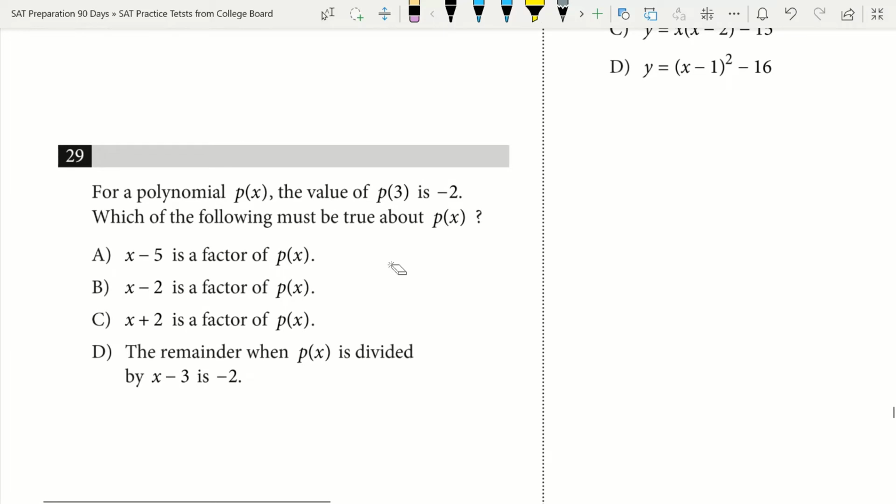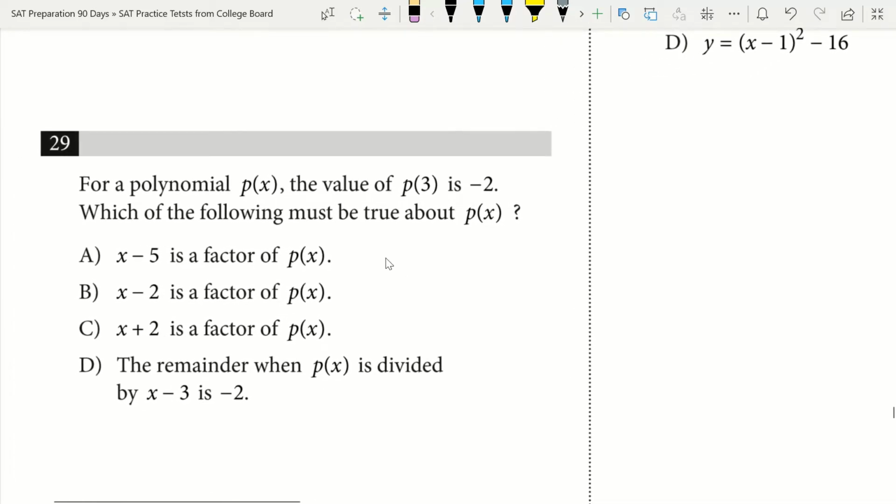So we've got a polynomial P(x), the value of P(3) is -2. Which of the following must be true about P(x)? Okay, so anytime I see a question worded like this, with a polynomial and the value of P of a number, and then just being given what it is, in this case -2, I'd be looking at two things. So one, if P(3) is 0, that means it's an x-intercept, which means it'd be a root. So in that case, I'd be looking for x minus 3 to be a factor, right? Since this is P(3), I'd be looking at x minus 3 to be a factor, because then we'd have x equals 3.